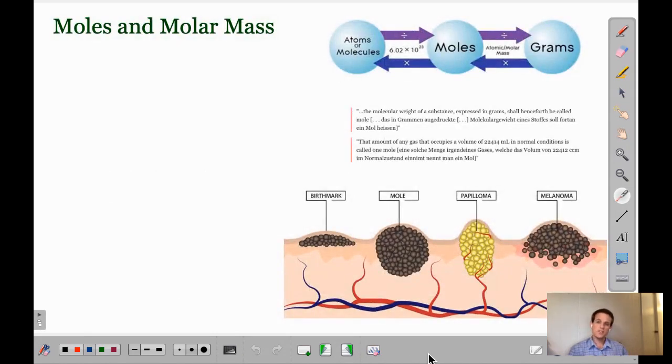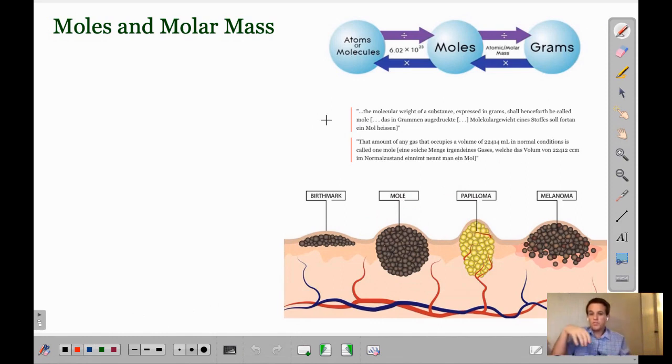Let's go into our first topic of the day, which is going to be moles and molar mass. And so what is molar mass? Is it the mass of this beautiful thing right there? Sorry if this grosses you out. I guess that's just the biologist in me. But let's talk a little bit about moles and molar mass.